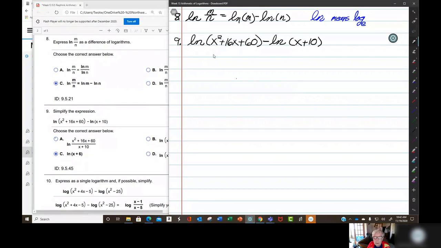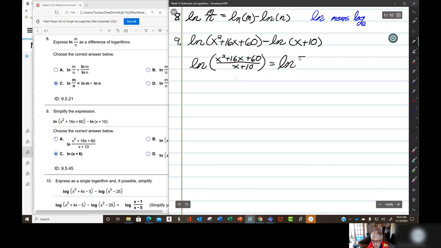Okay, all right, so we're done with the easy stuff. This is going to be the ln of x squared plus 16x plus 60 over x plus 10, which now I have to factor. This is going to be the ln of, boom, boom, boom, boom, x, x, plus 60. That's 6 and 10. 60 equals 6 times 10, and 16 equals 6 plus 10.